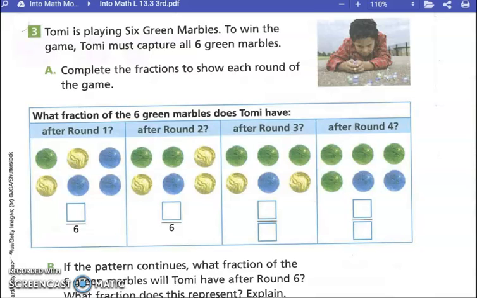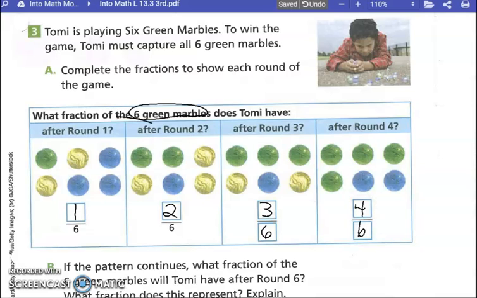So in round 1, it says, what fraction of the 6 green marbles does Tommy have? So we're looking for the green marbles in each of these squares. How many green marbles did he get after round 1? This is easy. 1. How many green marbles did he have in round 2? 2. How many green marbles did he have after round 3? 3 of how many? 6. And how about round 4? 4 of 6.